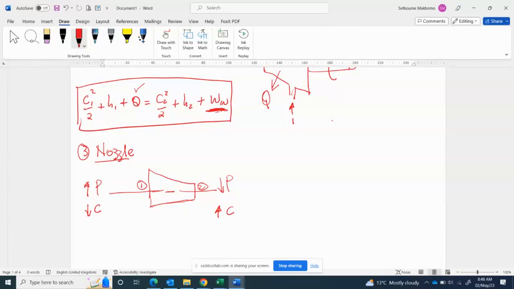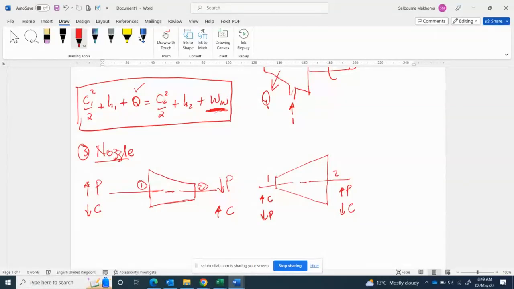Now, a nozzle has a cousin. The cousin of a nozzle is called a diffuser. A diffuser does the opposite. It actually decelerates the speed of the working fluid. Where we have 1 here, we've got 2 there. At point number 1, velocity is high and the pressure is low. But at the outlet, the pressure is up and the velocity has dropped.